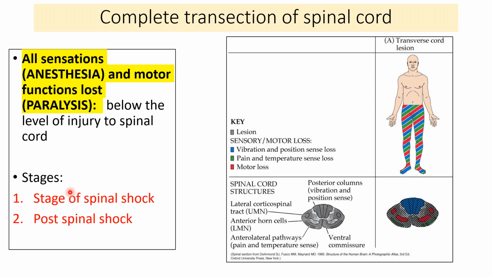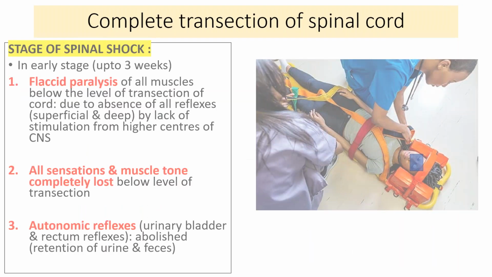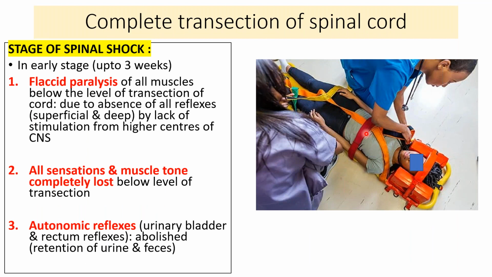In complete transection of spinal cord, there are two stages. One is the stage of spinal shock followed by post-spinal shock. Once the patient comes acutely, he will be in a stage of spinal shock, which lasts till 3 weeks. In this, there will be flaccid paralysis of all the muscles below the level of transection, because there is absence of all reflexes, superficial and deep, due to lack of stimulation from the higher centers of the CNS. All sensation and muscle tone is completely lost below the transection.